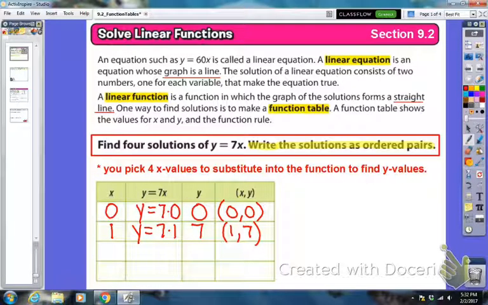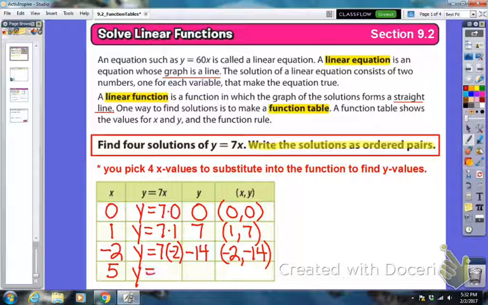You can also choose negative values, like I'll choose negative 2. y equals 7 times negative 2. And that's negative 14. So you get the solution of negative 2 comma negative 14. And say I pick 5. So y equals 7 times 5, which is 35. So my ordered pair is 5, 35.